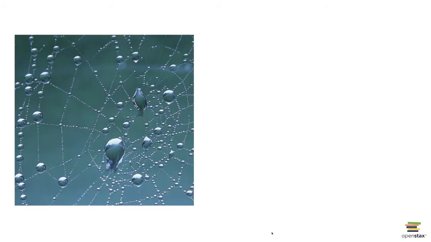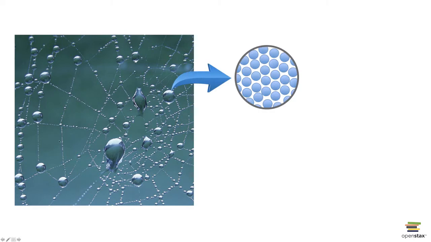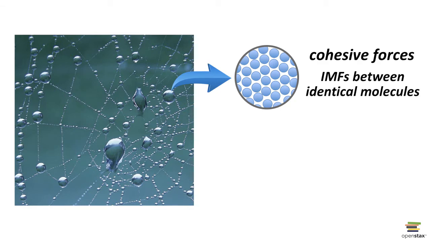Let's start by considering the intermolecular forces experienced by a liquid, and as a specific example, let's look at drops of water on a spider web. Within a water droplet, there are attractive forces between water molecules, and these forces hold the molecules close together and make the water bead up to form droplets. These are known as cohesive forces, which are intermolecular forces between identical molecules, between one water molecule and another.